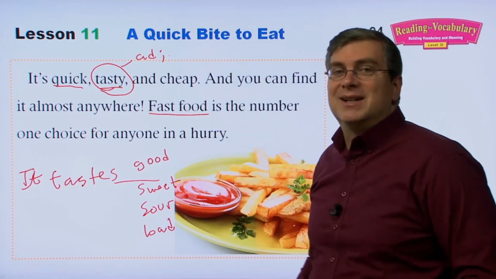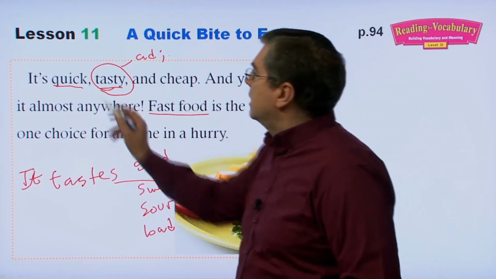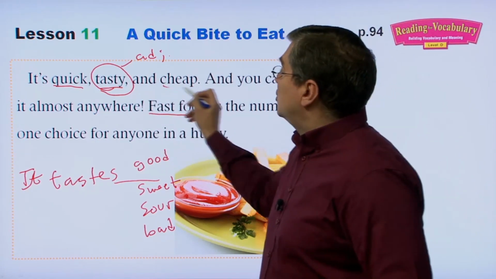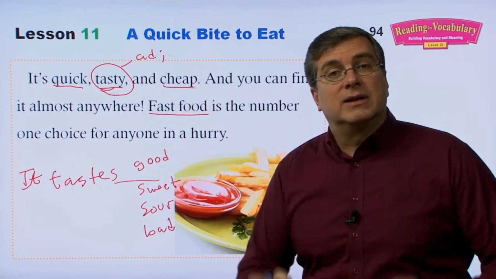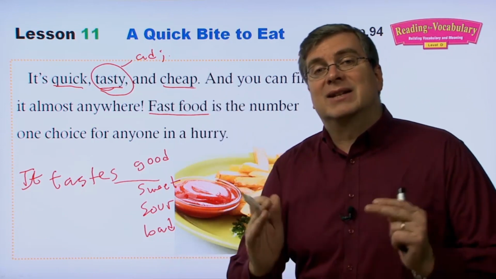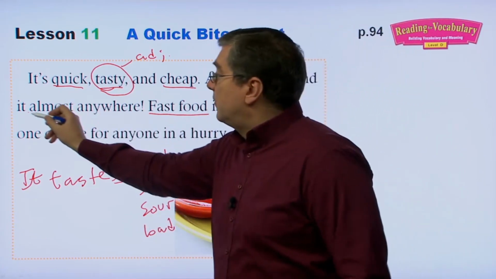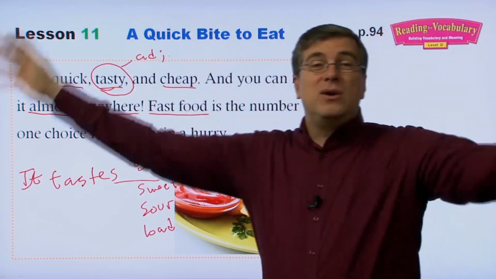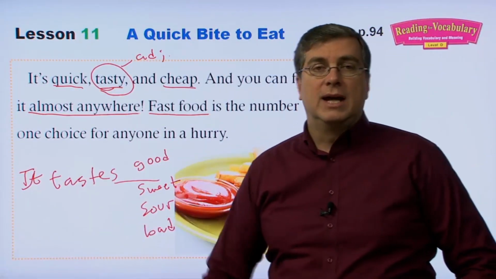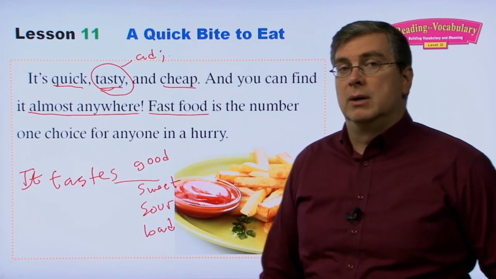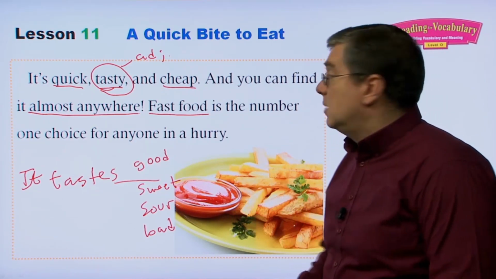I hear many mistakes in that area. Okay, so anyway, let's move on. So it's quick, it's tasty, it's delicious, 맛있어요, it's good, and it's cheap. Cheap means it doesn't cost a lot of money. It's not expensive. So quick, tasty, cheap. And you can find it almost anywhere. It's everywhere, right? It's in the stores, every store that you find. There's many chain restaurants that you can go to. You can find it almost anywhere.